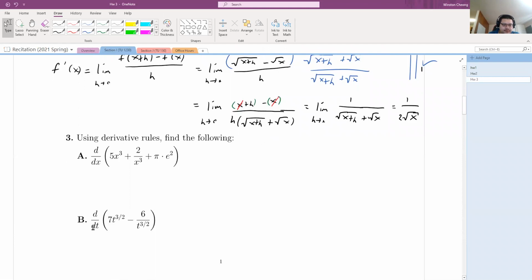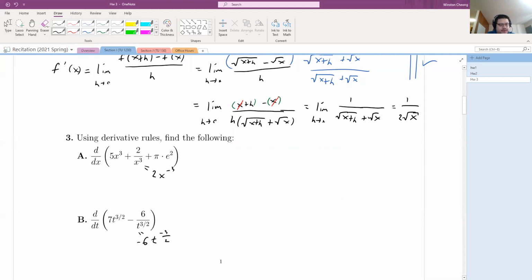Number 3, A and B, they are both using power rule. You can sort of see that all of these are x to some power, t to some power. So we're just using power rule here. And the only thing is that we should rephrase x in the denominator as a negative power, just to make it easy for us to keep track of. So this is actually a 2x to the negative third. And I guess we'll go ahead and say this is minus 6t to the negative 3 halves.